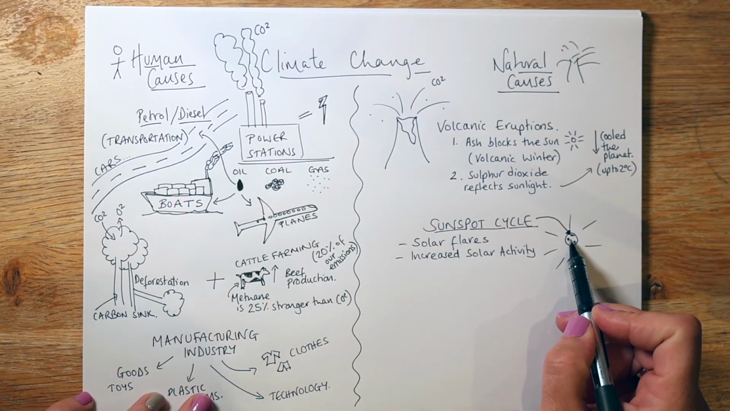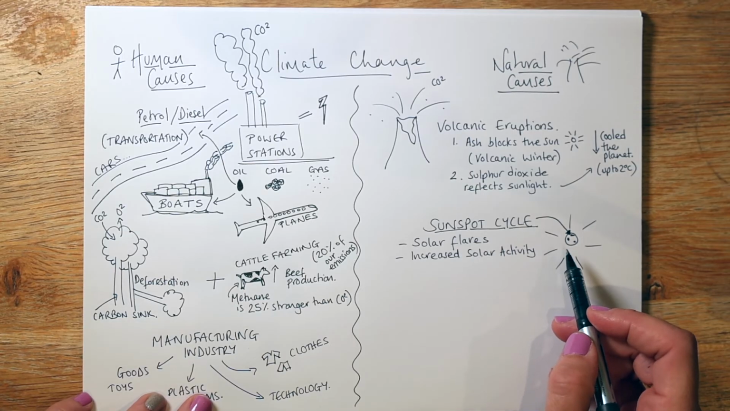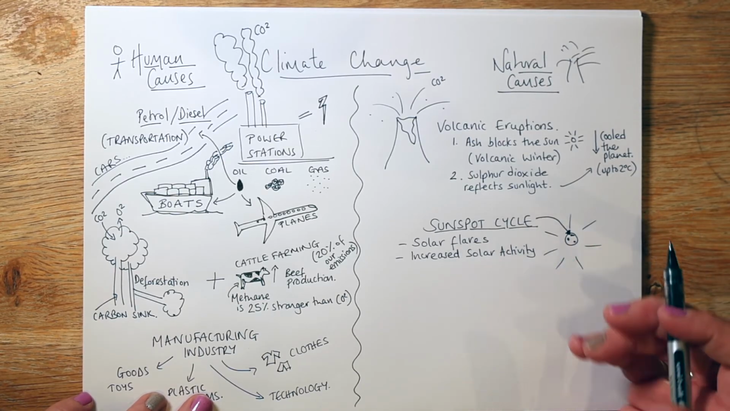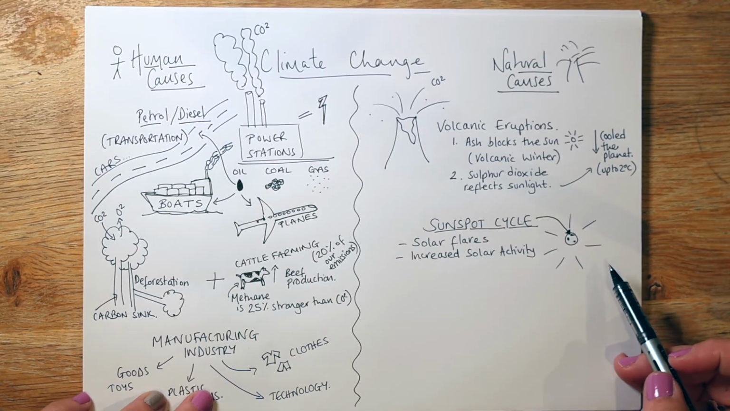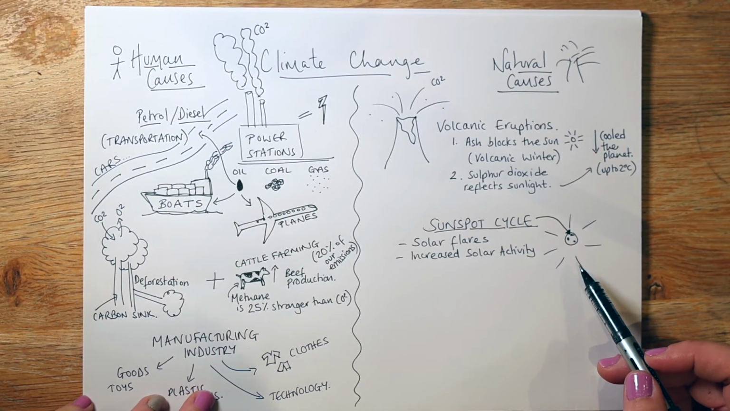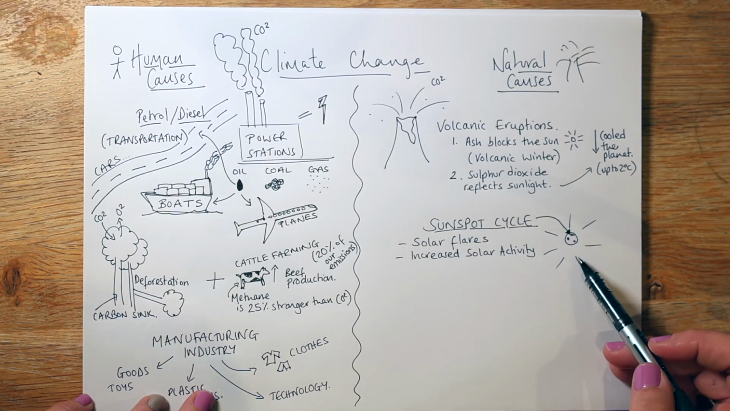But it's still interesting that when you see these black spots, and we can spot them, then we know that we're going to get more ultraviolet radiation coming towards planet Earth, and we need to be prepared for that. It's going to cause additional warming. So the sun has quite a big impact.